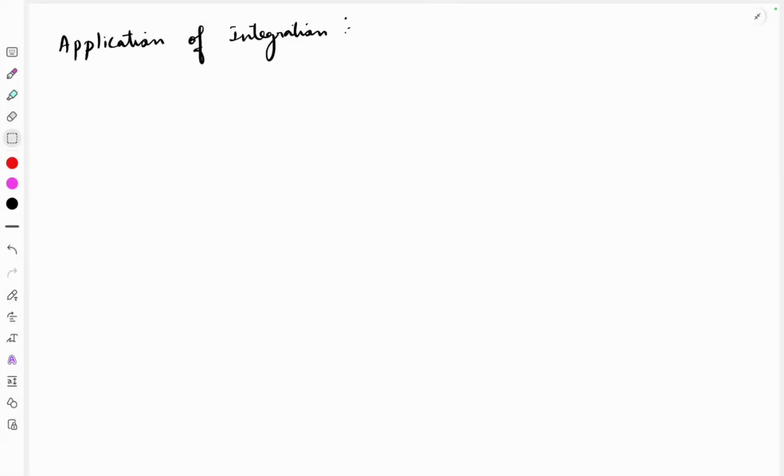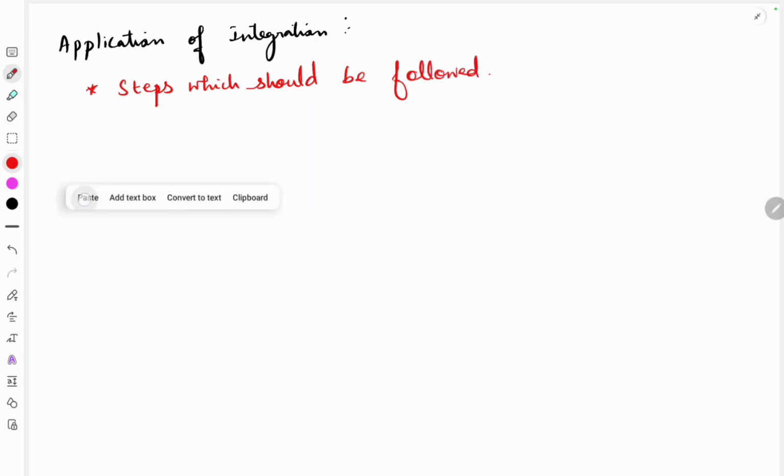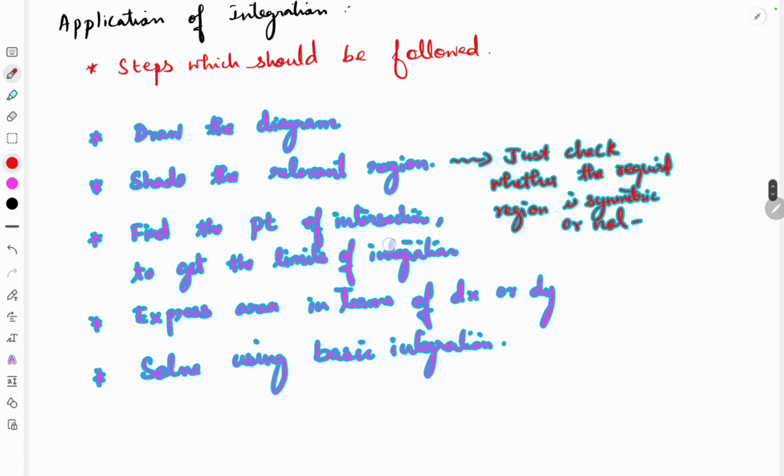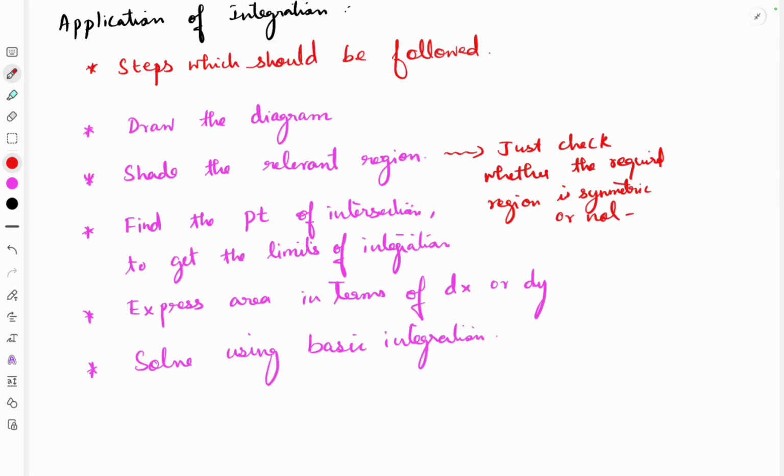In today's class we can start application of integration. So first I will write the steps which should be followed. So the steps are, first we have to draw the diagram. So first, after seeing the question, we have to draw the diagram.